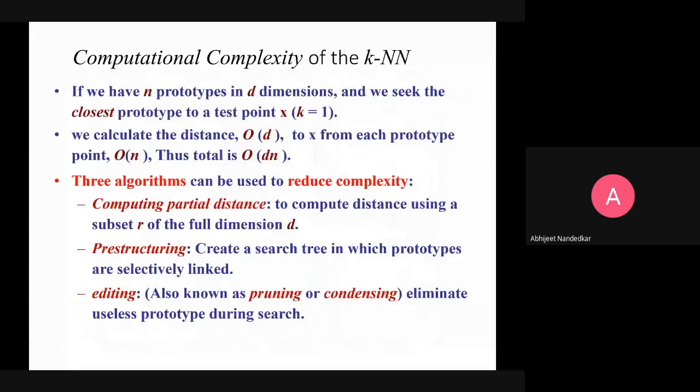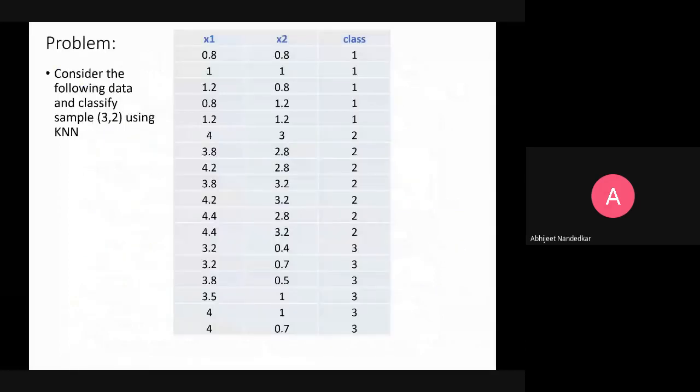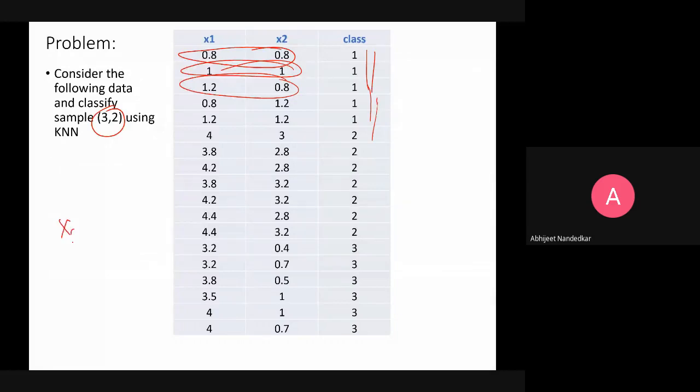Then we saw one example. A table was given to us. These are samples given to us in the form of a data table, and these are labels associated with it. And the question was, if I want to classify X test equal to (3, 2), what is the class?